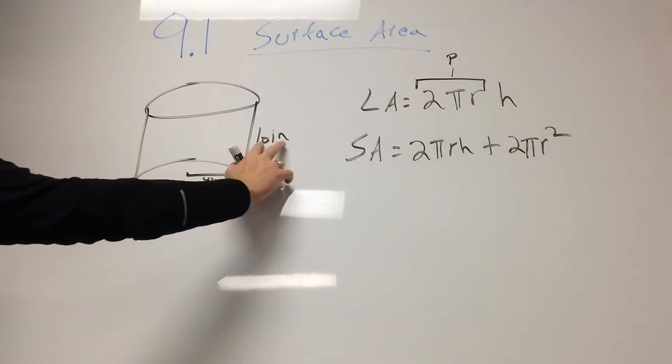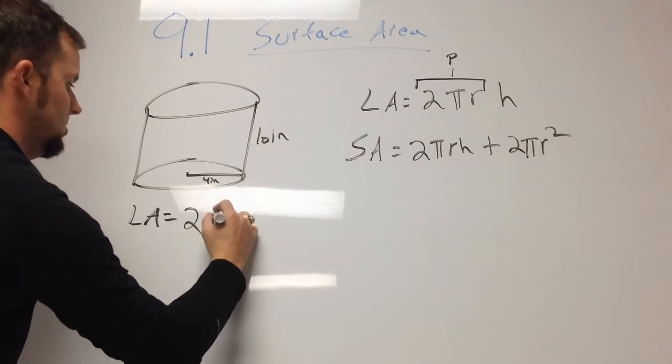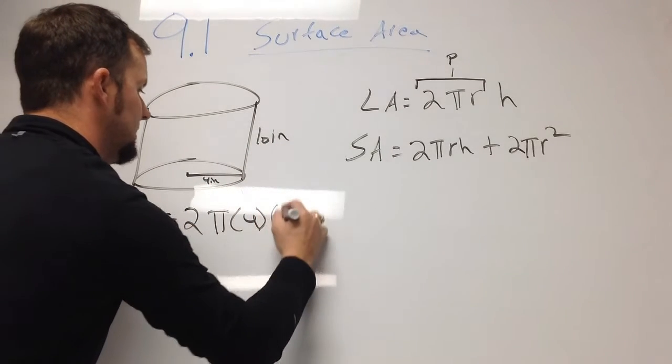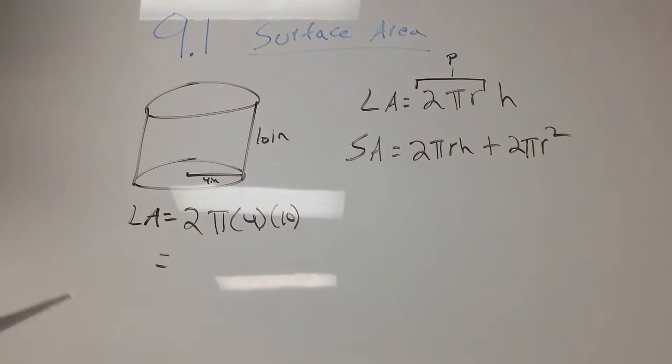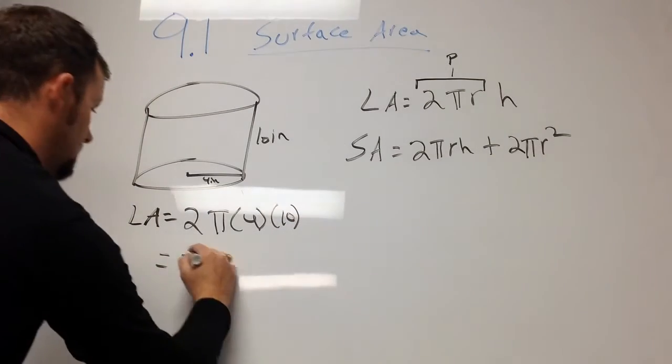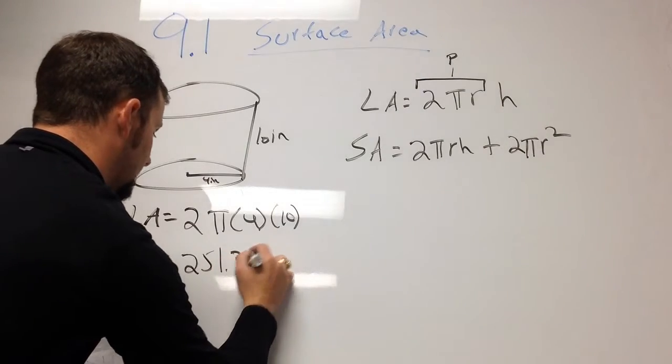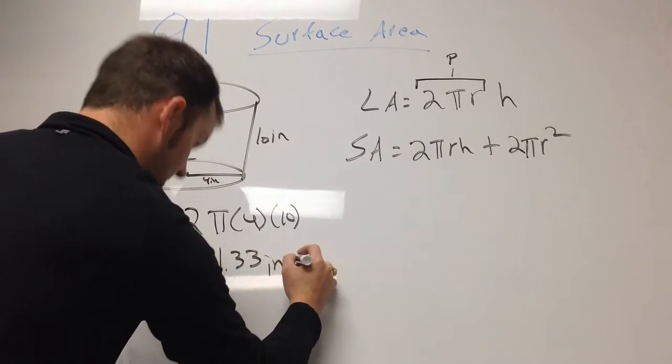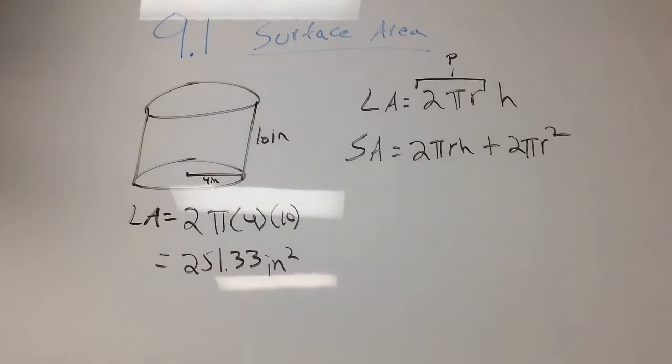So lateral area is going to be 2 times pi times r times h. My radius is 4, my height is 10, so I'm just going to plug those in. 2 pi times 4 times 10. I multiply all this out, and that's going to give you 251.33 inches squared, which is rounded. I rounded the 3 right there.